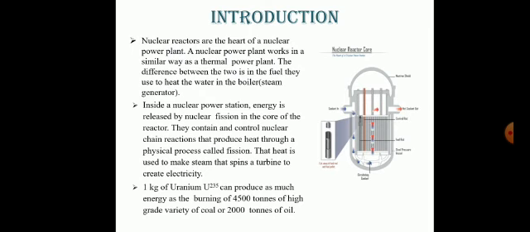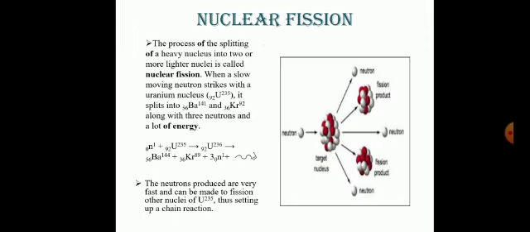1 kg of uranium can produce as much energy as the burning of 4,500 tons of high grade variety of coal or 2,000 tons of oil. In this year, we have produced nearly 35 terawatt hour nuclear power from the nuclear power plants. Figure shows the nuclear reactor core.